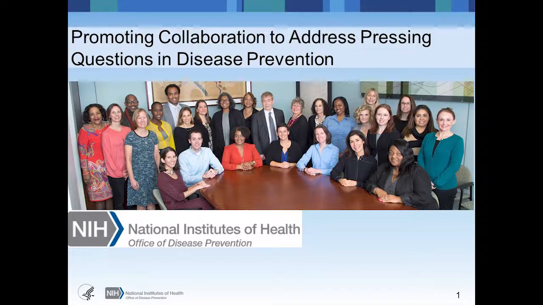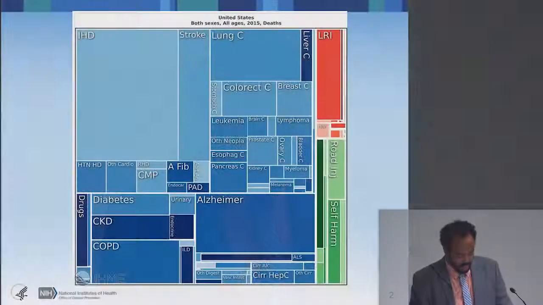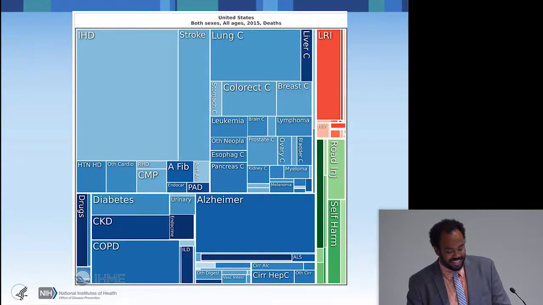Over the last year, I've had the pleasure of working with the Office of Disease Prevention at the NIH. Our mission is to enhance the public health by promoting the scope, the quality, and the impact of preventative health research supported by the NIH, by increasing its visibility, the rigor of its review, and by helping identify and address research gaps in prevention research at the NIH.